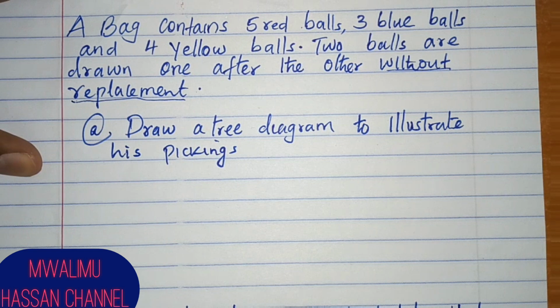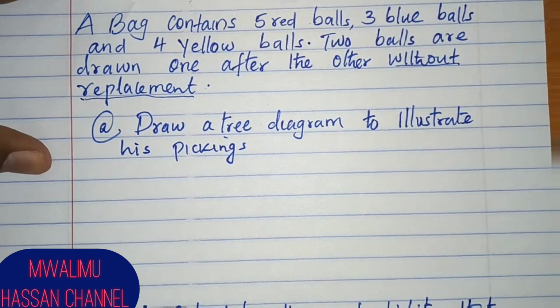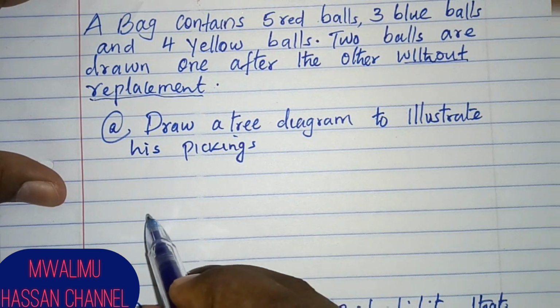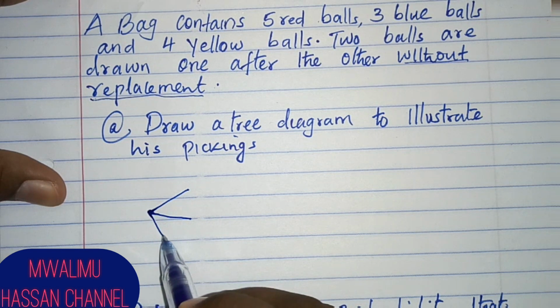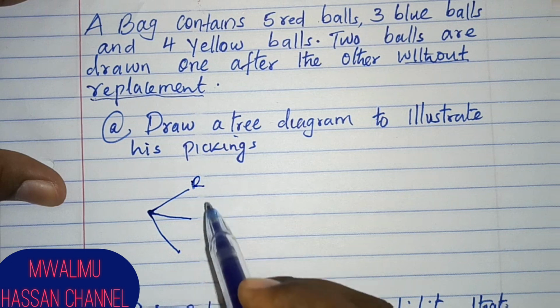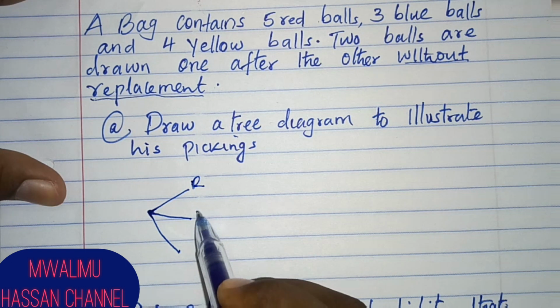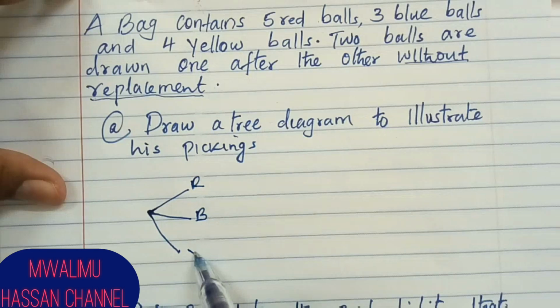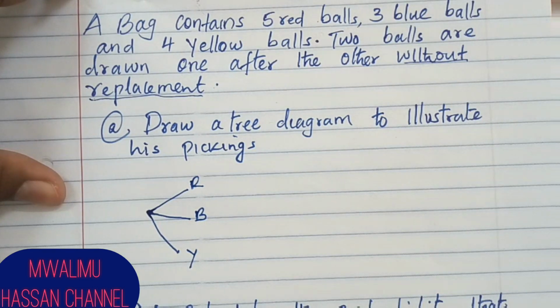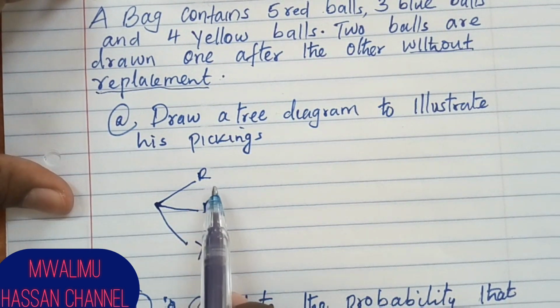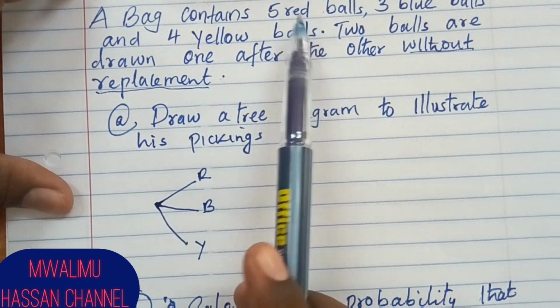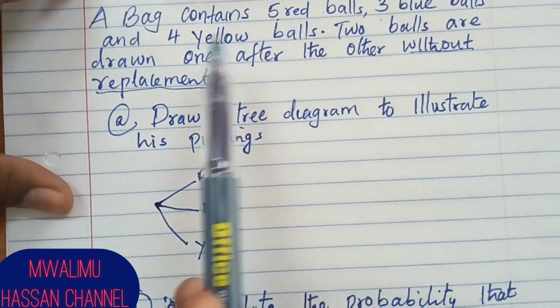Now we are going to see how we can solve this question using a tree diagram. So if we start, then we have the 3 balls: we have the red ball, we have the blue ball, and then we have the yellow ball. So these are first pickings, okay?